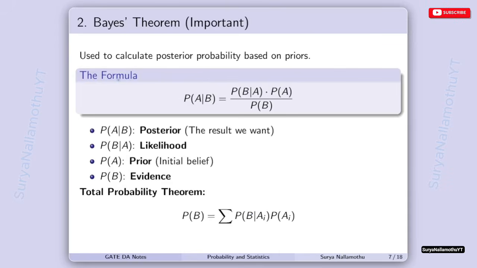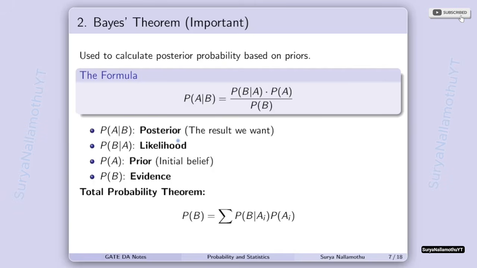And the next one is Bayes theorem. In Bayes theorem, the formula is P of A given B is equal to P of B given A into P of A divided by P of B. So this is the formula for Bayes theorem. P of A given B is the posterior, the result we want.